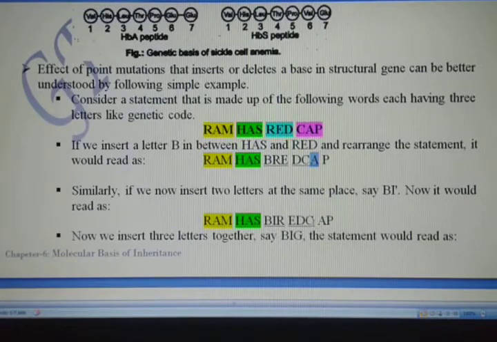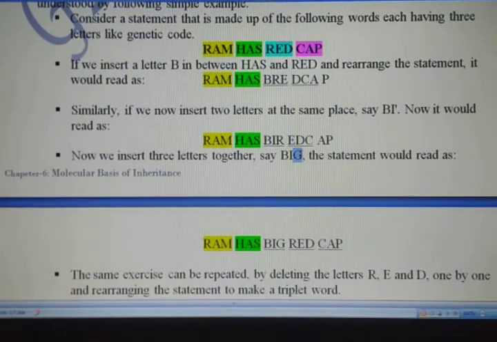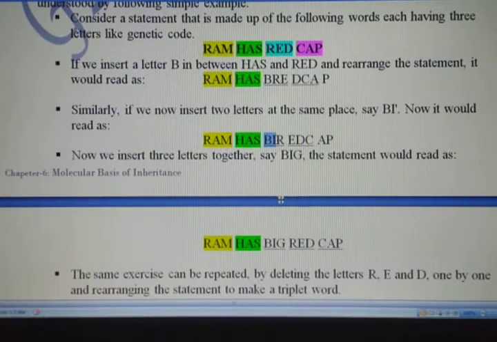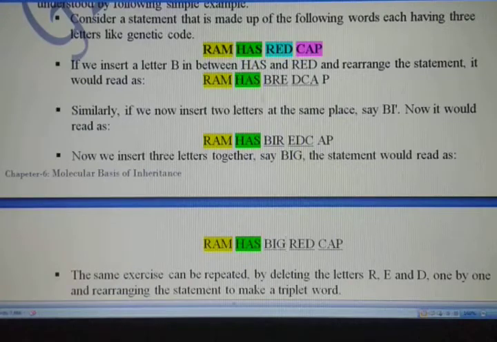Further, when you insert one more letter, G, after BI, BI is already here and G is inserted after I. So this is going to become big. As a result, when you read this, what has come here? Ram has BIG, and then RED, and CAP. Means Ram has big red cap here. What has happened here in 3 steps?